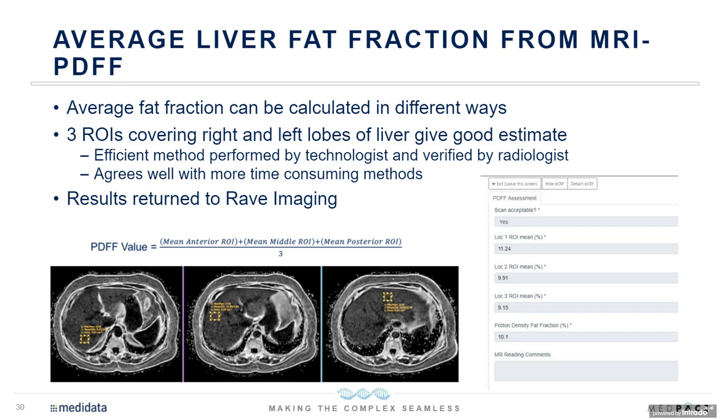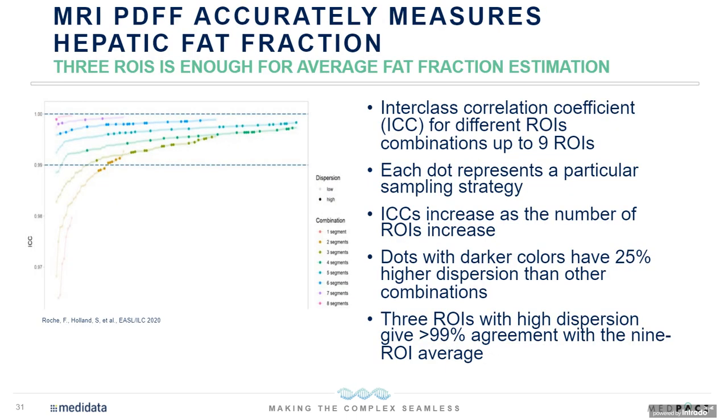The ROI selection is performed by technologists at MedPace and then verified by a central radiologist. We found this method very efficient. It provides a robust estimate of PDFF and agrees with more time-consuming methods. As you can appreciate on this slide, the intraclass correlation coefficient lies somewhere between 0.99 and unity for different combinations of different numbers of ROIs from 3 to 9.